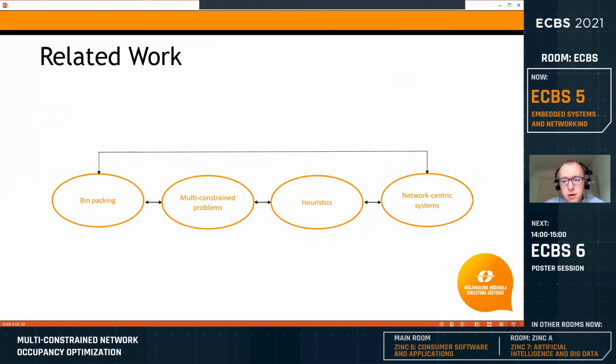Regarding the related work, we consulted the literature in all of these four areas, but it was hard, at least to our knowledge, to find any paper or literature that combines all these four areas, and that would give us some reference algorithm or something similar to compare with.